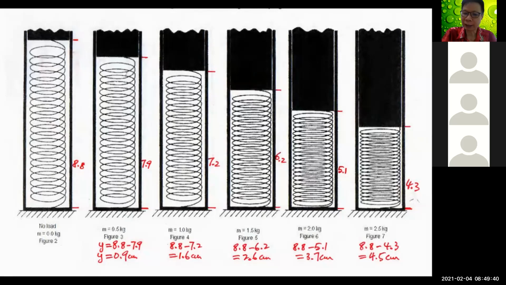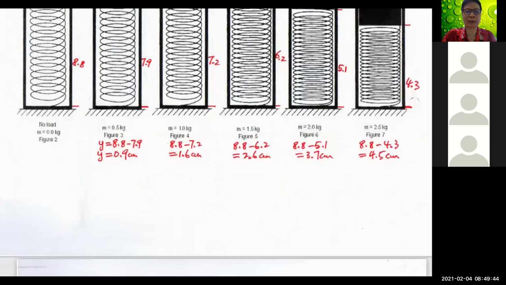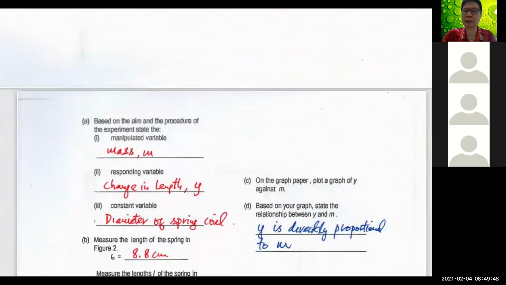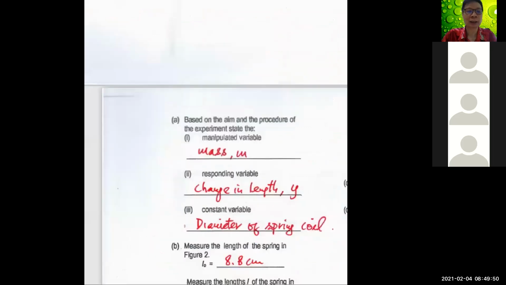Okay, everyone, you have done this. Now we move on to the next parts of the question. First one is manipulating variable. So manipulating is mass. You manipulate the mass because you started with 0.5 kilo, then 1.0 kilo, 1.5. Very obvious. Manipulating variable is the mass. Responding will be the change in the length, Y, change in the length of the spring.